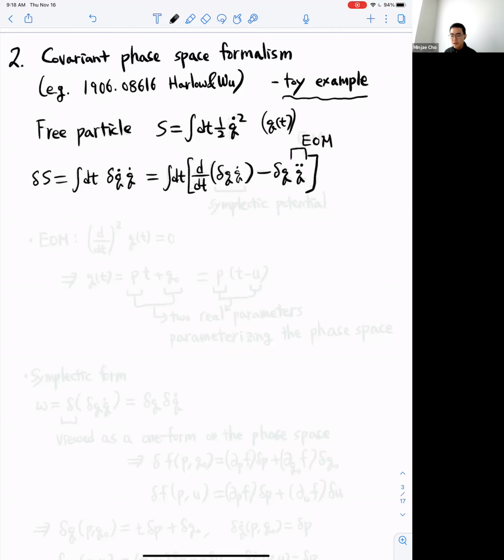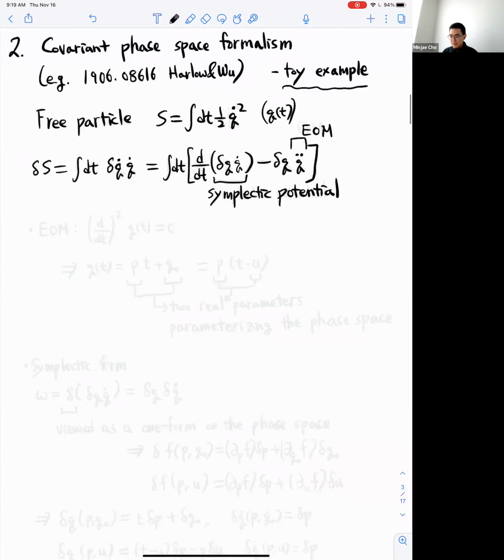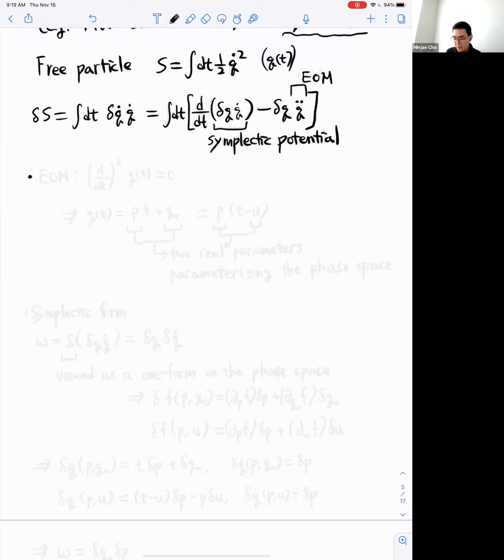It turns out that the key player in the story of the symplectic form in the context of the covariant phase space formalism is actually this first guy, the total derivative term. And in particular, the one inside the total derivative is something called the symplectic potential. And we are going to see what role it plays very soon. But let's continue our classical mechanics exercise.